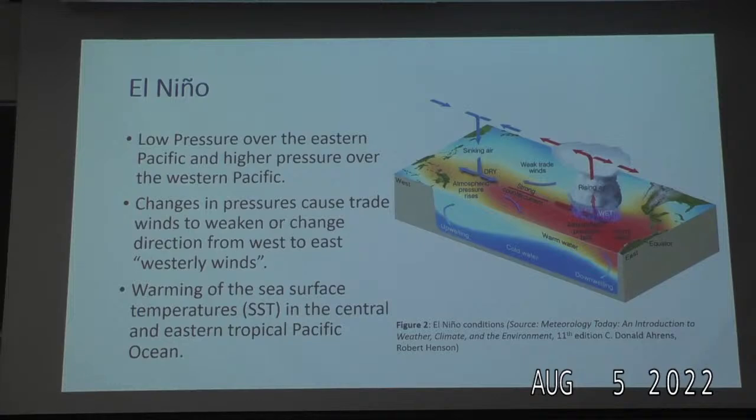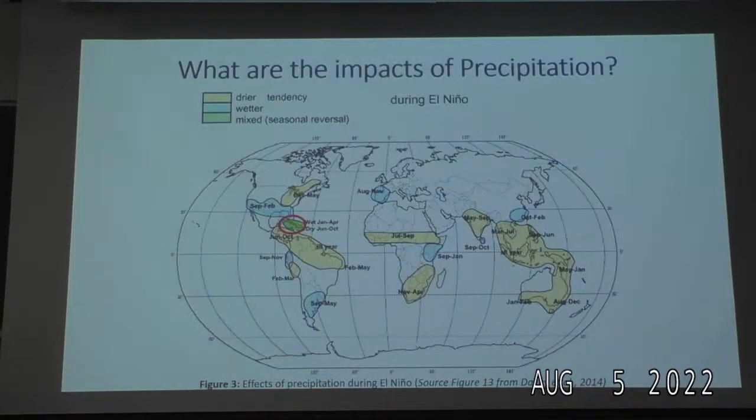It's going to alter the normal conditions, and we are going to have very warm waters at the east of the Pacific, and the fish in that area is going to feel damaged. And what are the impacts on precipitation? This question can be answered by saying that it depends on the region and the season.